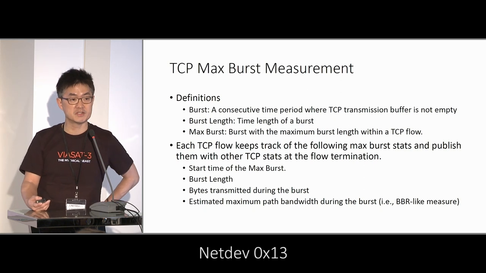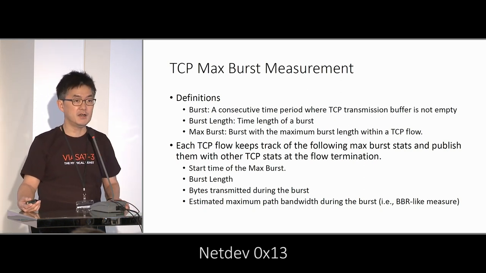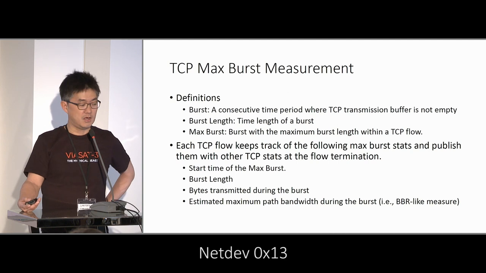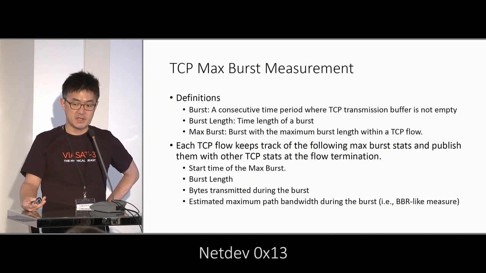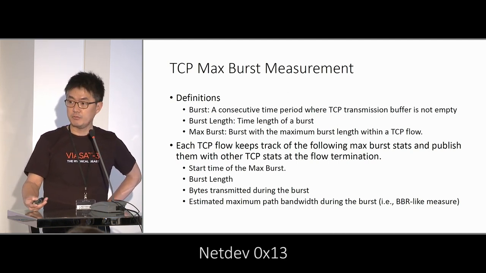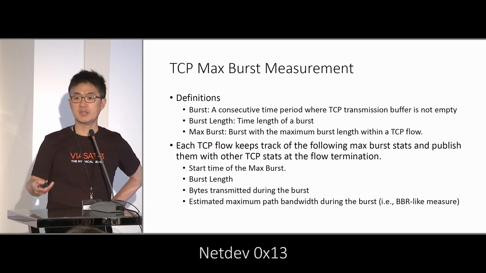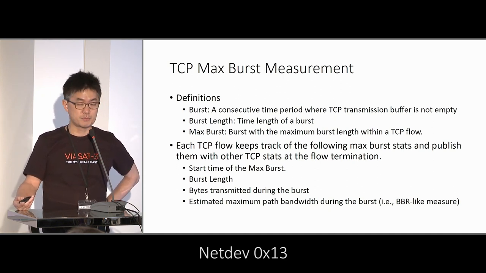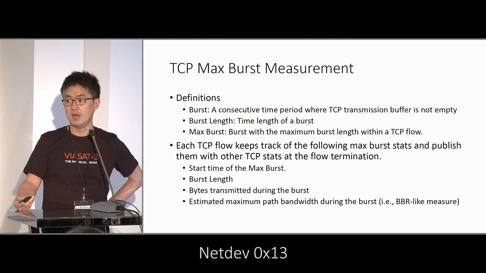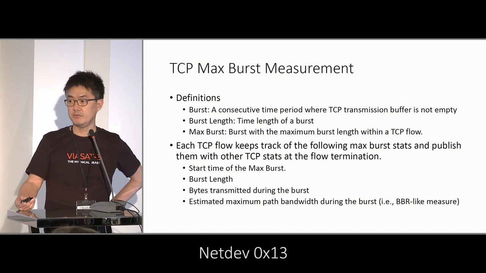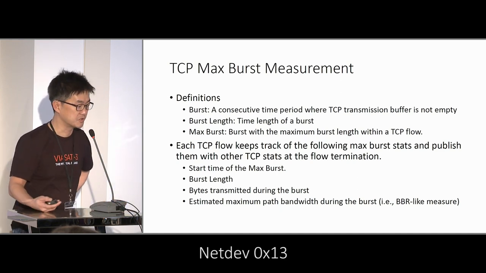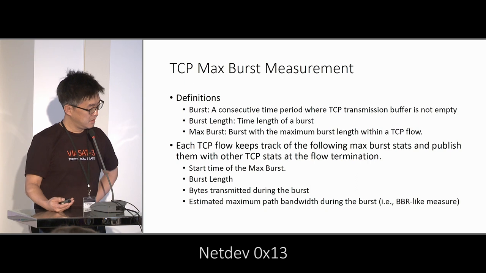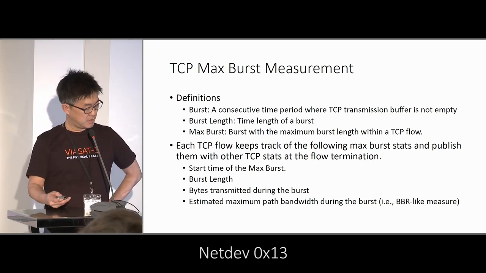the connection. That means in between the periods of app limit, we want the biggest burst, and then how many bytes were transmitted within that burst, what was the burst length, and what was the maximum available bandwidth during the burst. Those are the three things that we really need to keep track of the speed availability. Okay. All right.